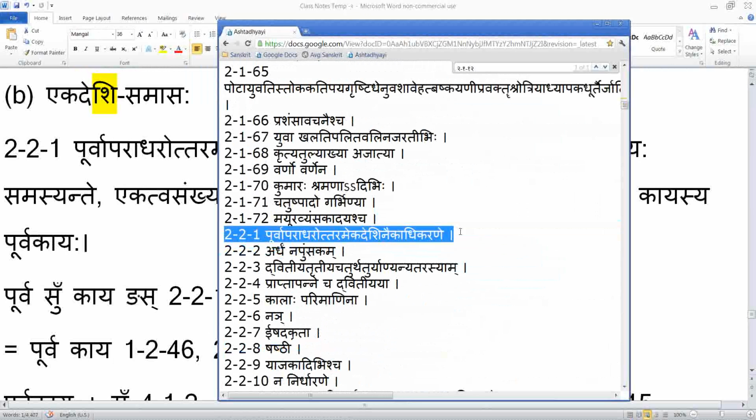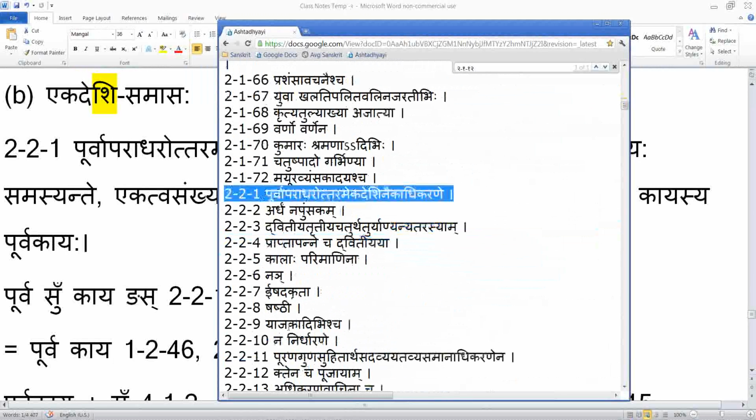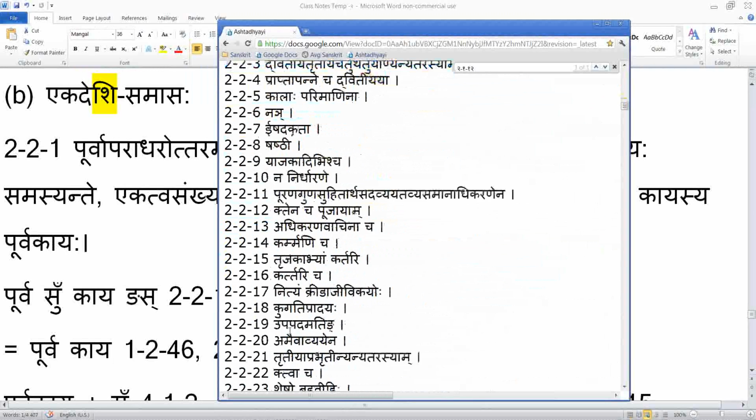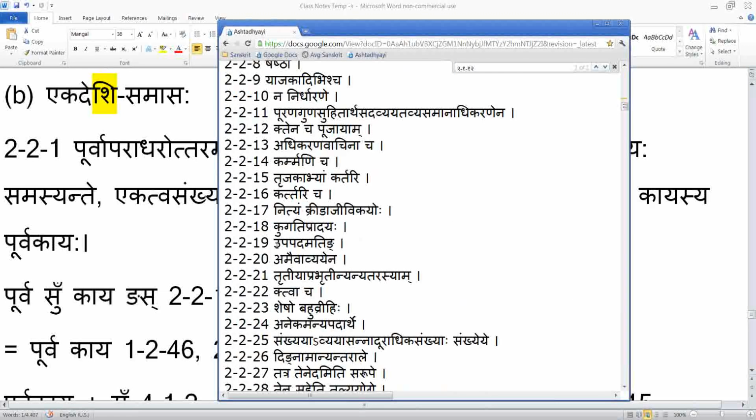So you want to know where we are in the Ashtadhyayi. Before starting Shashti, and of course Shashti Nisheda comes after that, and at the end of all that, he has some special samasas: Kukati Pradaya and Upapada Samasa, which is a different chapter. So those are later chapters, coming later on.